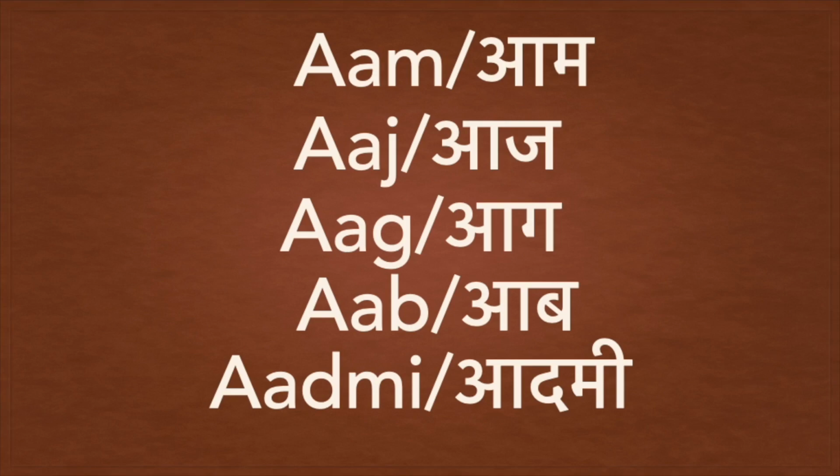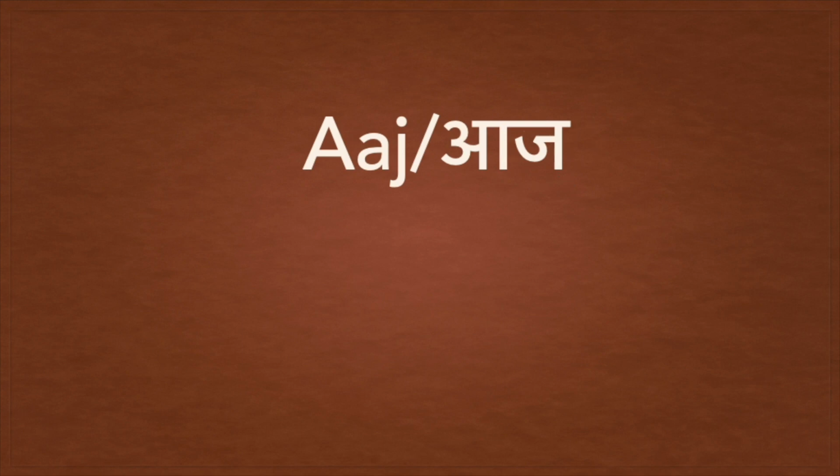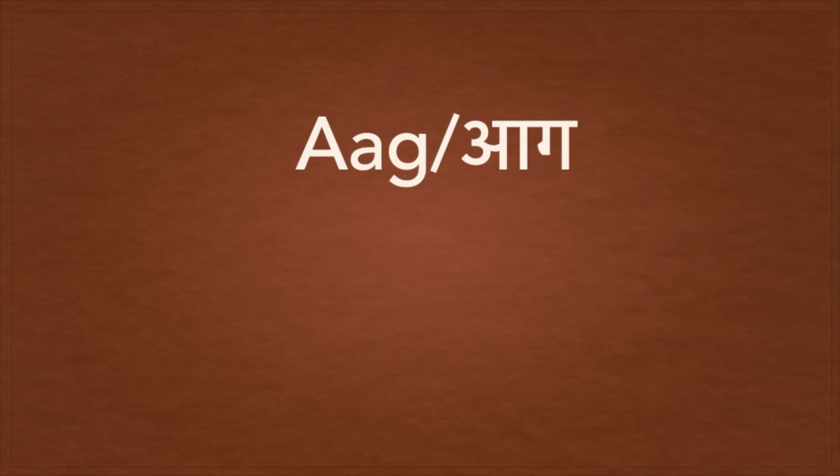aaj and other words. So look at aaj. We have used Alifmad for "aa" and jim for "j", aaj. Similarly, when you have to write aag, then Alifmad for "aa" and gaf for the "g" sound, aag.